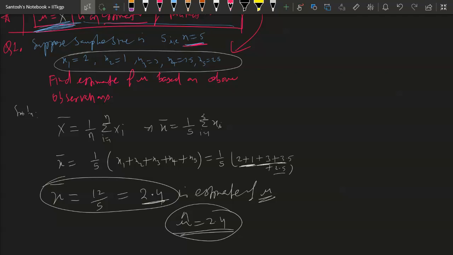Later on, you will also see interval estimation. So this will come later on. First, I will now discuss the next term.